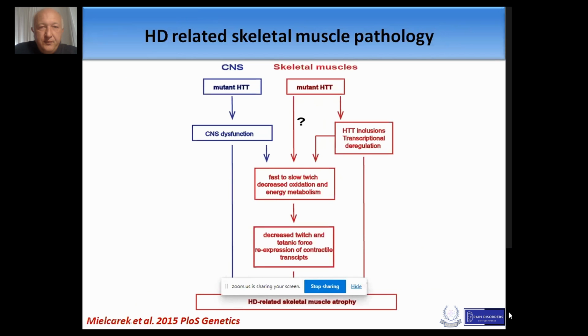So the question is whether all the pathological changes come after the CNS starts to degenerate, or whether there is also an intrinsic element, like the mutation within the skeletal muscle, that leads to HD-related skeletal muscle atrophy. This is still an open question. We don't have a proof or disproof that both pathways are not active.